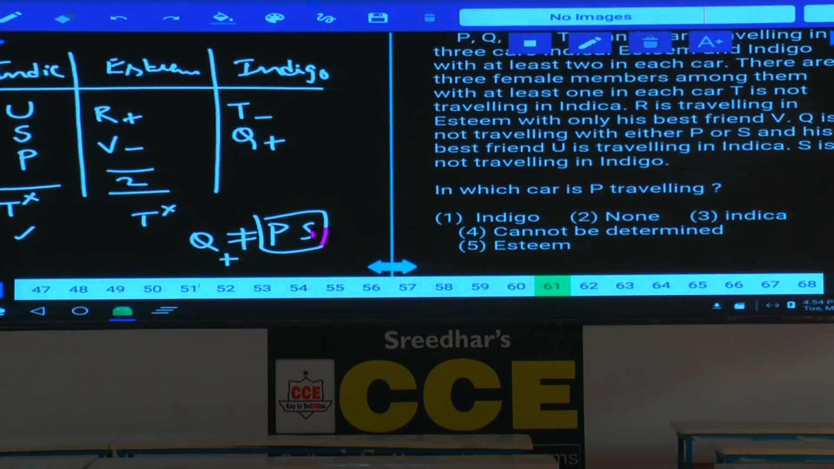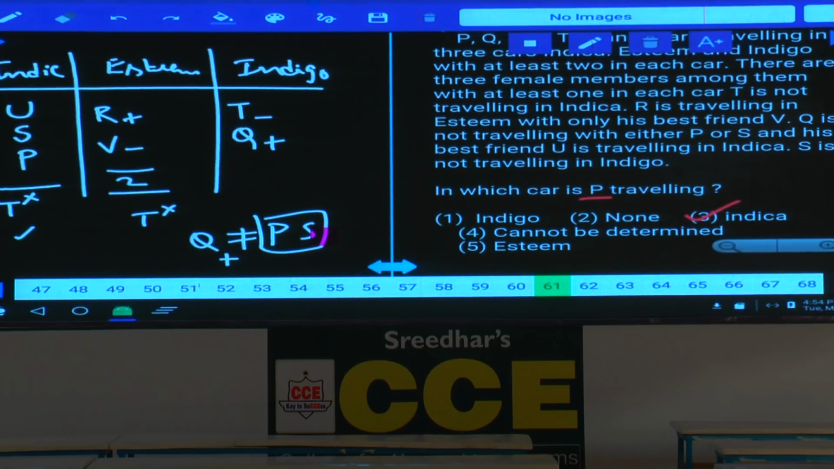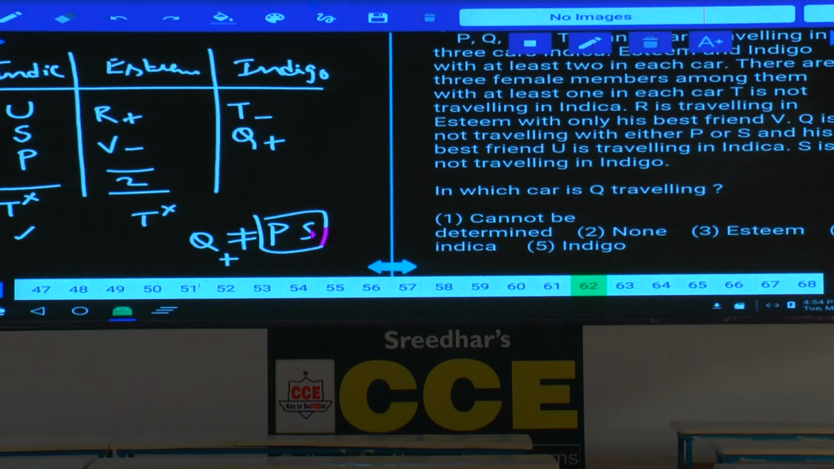In which car is P traveling? Tell me, in which car is this P traveling? P is traveling in Indica. As P is traveling in Indica, that is given in choice 3. Then question number 62. Now in this 62, in which car is Q traveling? Q is traveling in Indigo, that is choice 5.